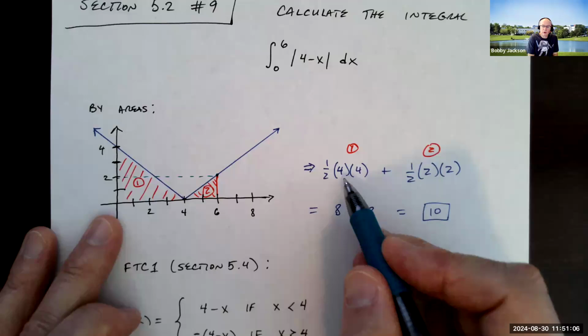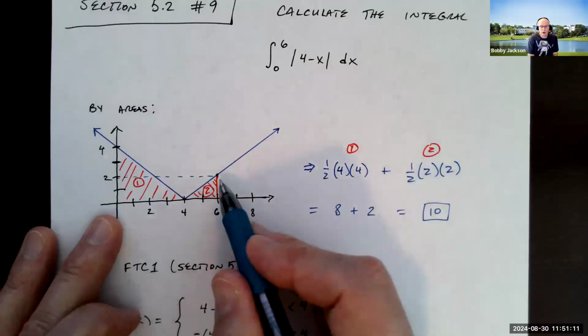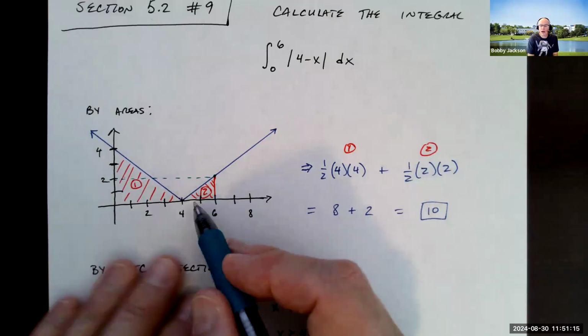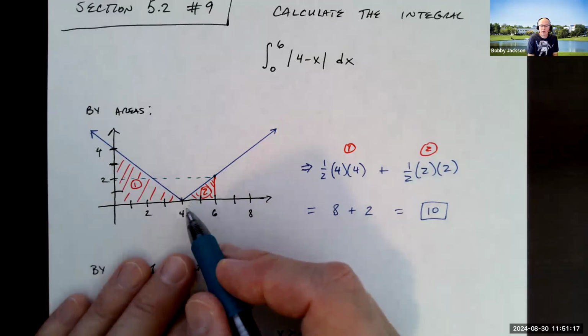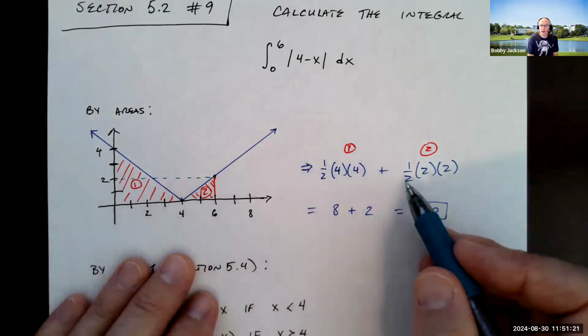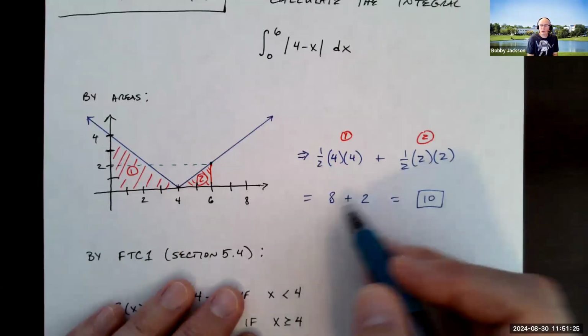And then we're going to add the area under the region from 4 to 6, which also is a triangle above the x-axis. So that area will be 1/2 base times height. The base here is 2 and the height is 2. 1/2 of 16 is 8, 1/2 of 4 is 2, and 8 plus 2 is 10, the answer.